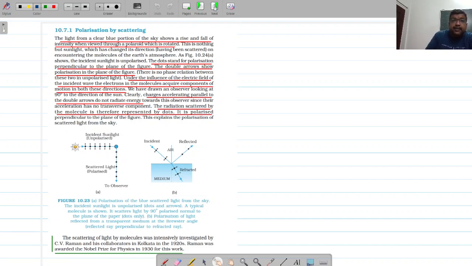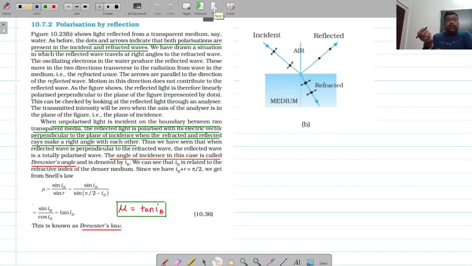Now next is polarization by reflection. So here this is the incident light which is unpolarized. So here vibrations are in the plane and perpendicular to the plane. Dot is perpendicular to the plane. Arrow is in the plane. So if the refracted ray and the reflected ray are mutually perpendicular, if this angle is 90 degrees, then the reflected ray is polarized.